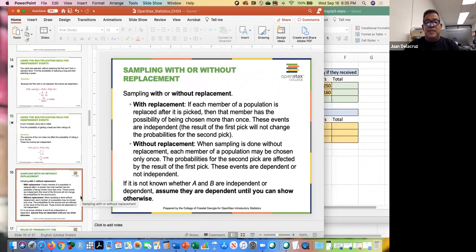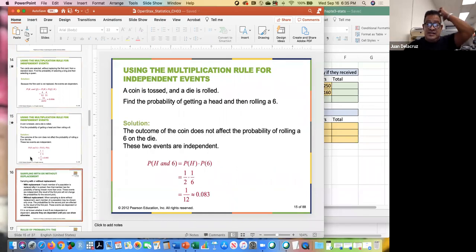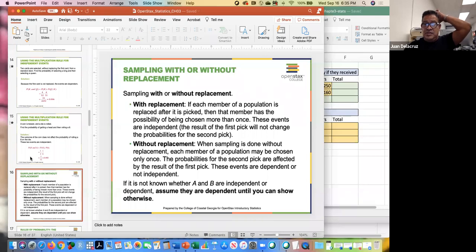So we have this replacement and no replacement. Very likely without replacement, we are going to have dependent events, and with replacement, we are going to have independent events. I was mentioning that here. So what happens if the card is replaced? All the probabilities are going to be exactly the same because the card is going to be replaced over and over. So that's what this slide wants to say.